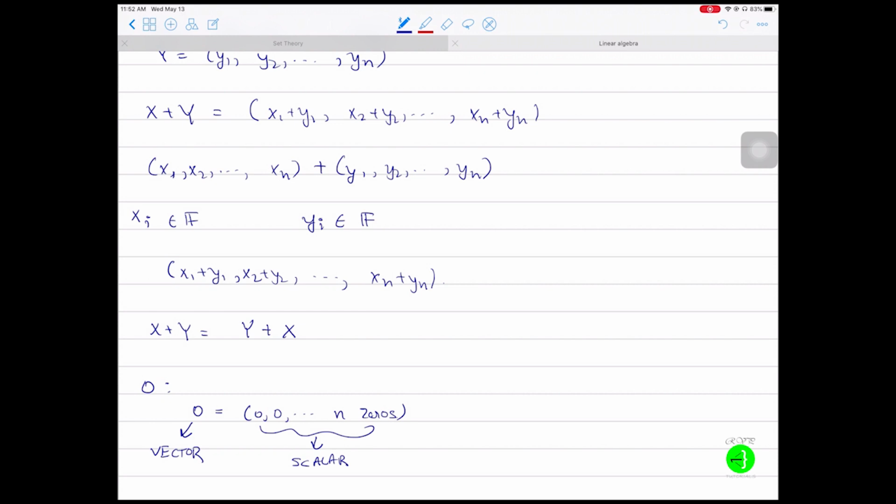Mathematicians in general do not write 0 to the n or denote the vector 0 by itself. They write the same 0. So it is really important to be able to find a distinction between these two. Most of the time it is clearly evident from the question that it is referring to either the vector 0 or the scalar 0. So whenever I talk about 0, I will mostly mention if it's vector or scalar.